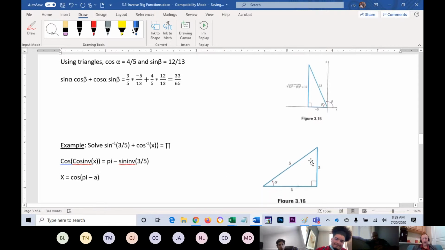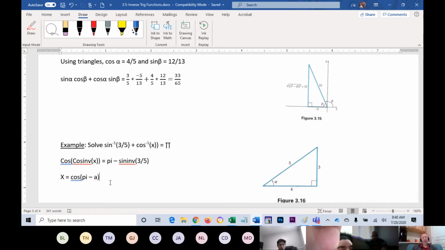And I've got a picture here on the right side. So we've got alpha here. And notice this is going to be a 3-4-5 right triangle again. Okay? Now, do you remember any identities for the cosine of pi minus alpha? Let me check on my list that I have. Check your identities. What's the subtraction identity that we're going to want to remember?